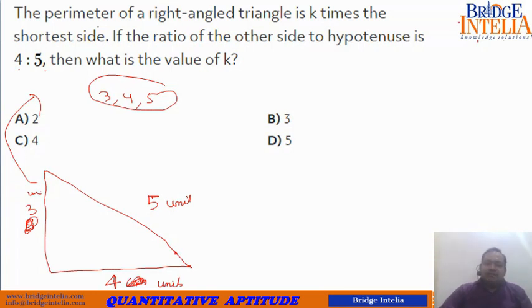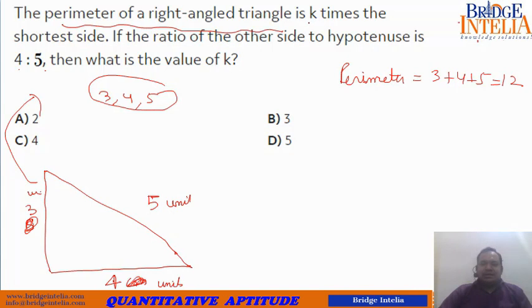So now coming to the question, what is the perimeter of the right angle triangle? If you calculate the perimeter of this triangle, what will it come out to be? 3 plus 4 plus 5, so this comes out to be 12. The perimeter of the right angle triangle is k times the shortest side. So 12 is equal to k into the shortest side. The shortest side is 3. So from here you can see that k is equal to 4. Nothing to be solved.